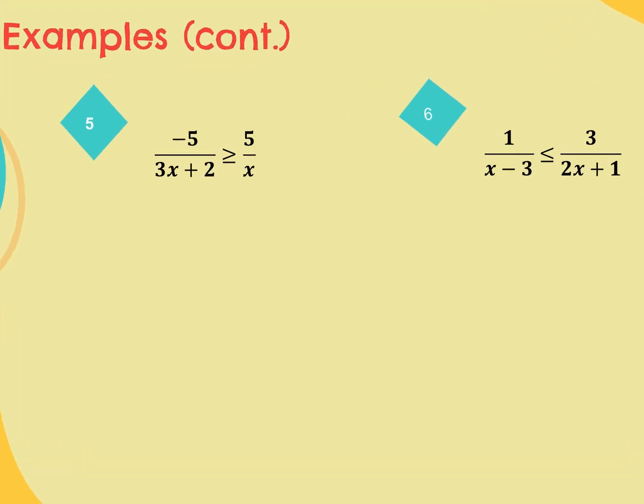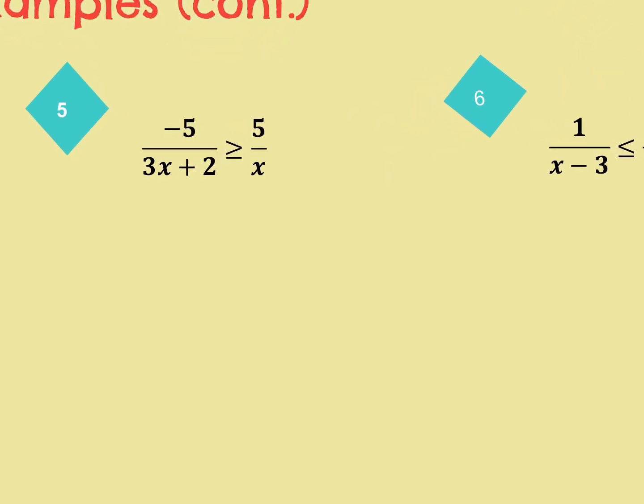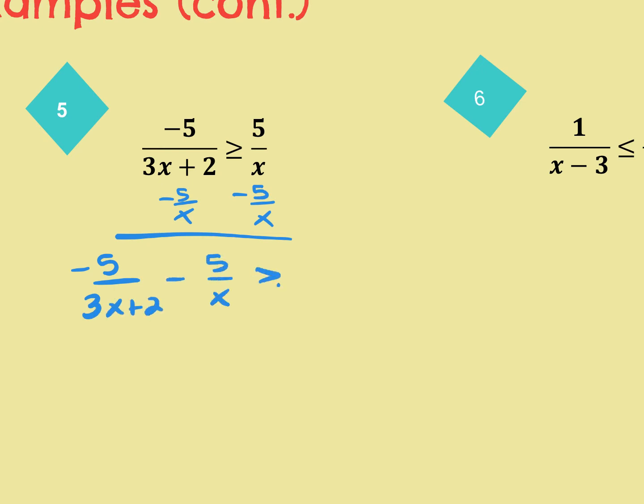Now, at first glance, this might be the scenario where you think, oh, I could solve this as a proportion. If you do, you will get it wrong. You need to get a 0 on either the left or the right side. So I'm going to go ahead and subtract the 5/x from both sides. And now I have -5 over 3x plus 2 minus 5/x greater than or equal to 0.